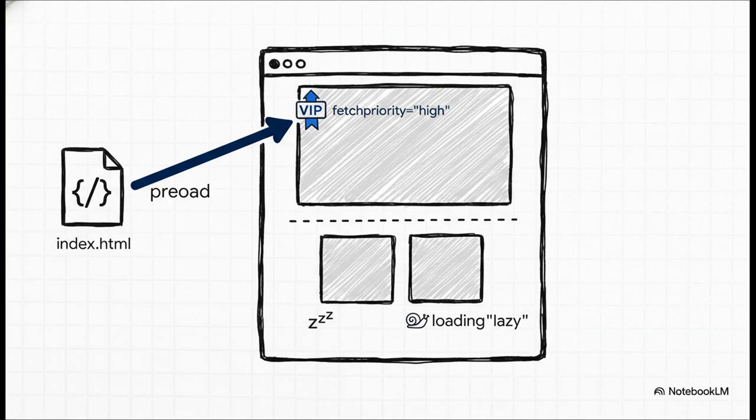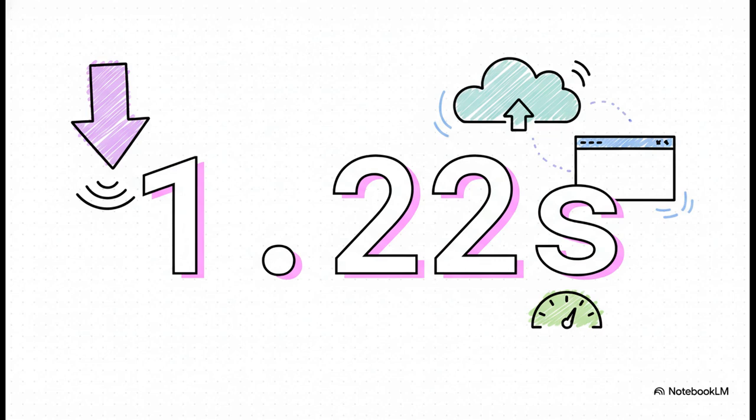We give our hero image a fetch priority of high. It's like giving it a VIP pass to the front of the download line. Then, for all the other images on the page that aren't as important, we tell the browser to be lazy and load them later so they don't slow anything down. So those priority hints give our initial load another nice little boost.